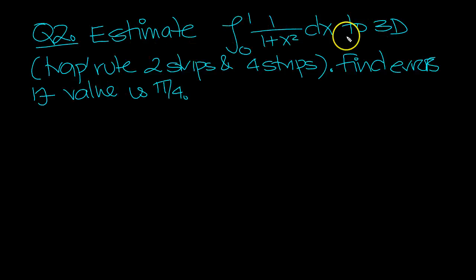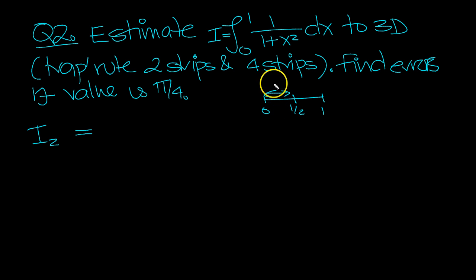Estimate this integral then to 3 decimal places using the trapezium rule with 2 strips and 4 strips. So we'll call this integral I, and we'll label the 2 strip one I2. Now 2 strips, if we've got 0 and 1, then the 2 strips would be this one and that one, and this would be a half, wouldn't it? So the interval distance is a half.